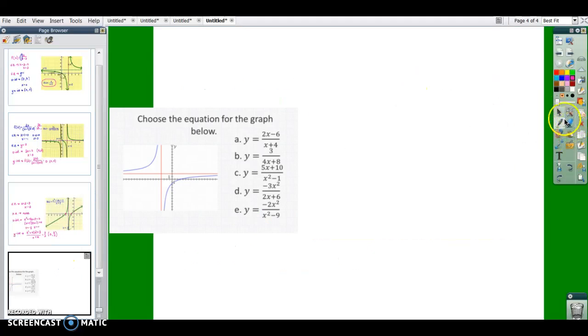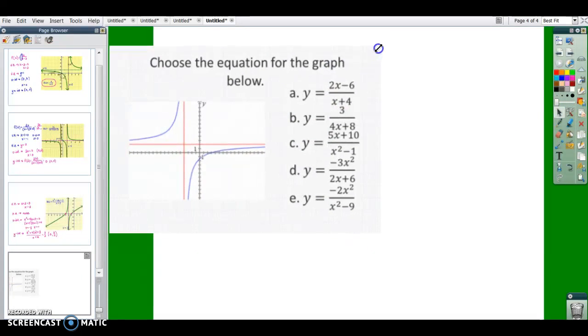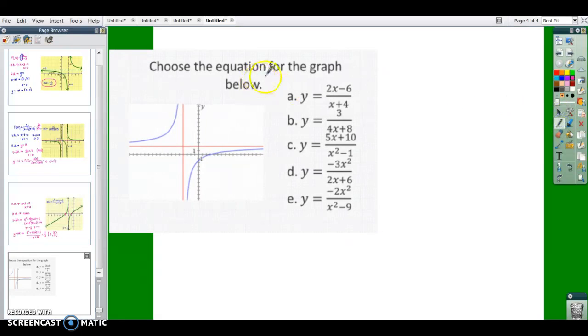So here's one of the problems, let me make this a little bigger. The problem says to choose the equation for the graph below. Okay, so a couple of things. I know I have a vertical asymptote, so I'm going to list out what I have. I have a vertical asymptote at x equals negative 4, and I have a horizontal asymptote at y is equal to 2. My vertical asymptote comes from setting the denominator equal to 0 and solving it.